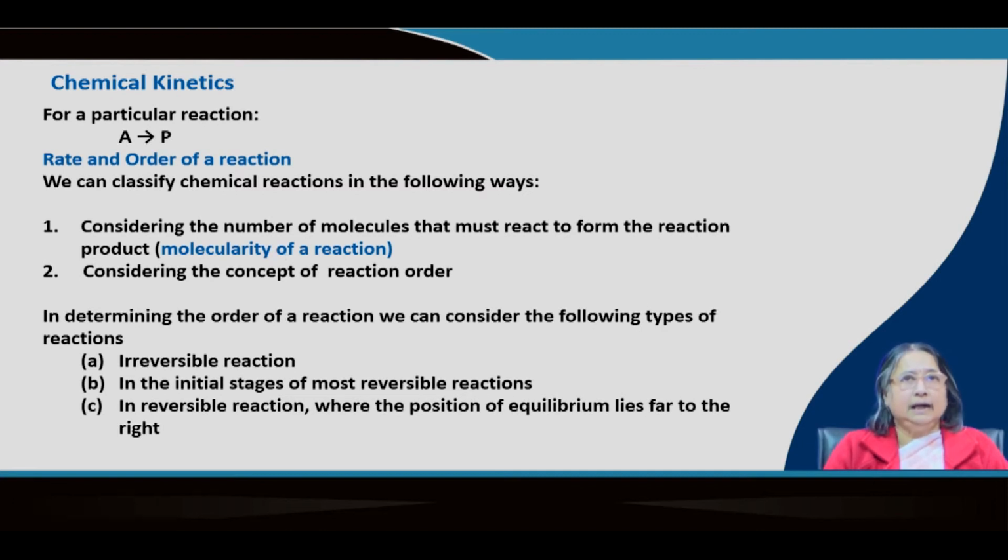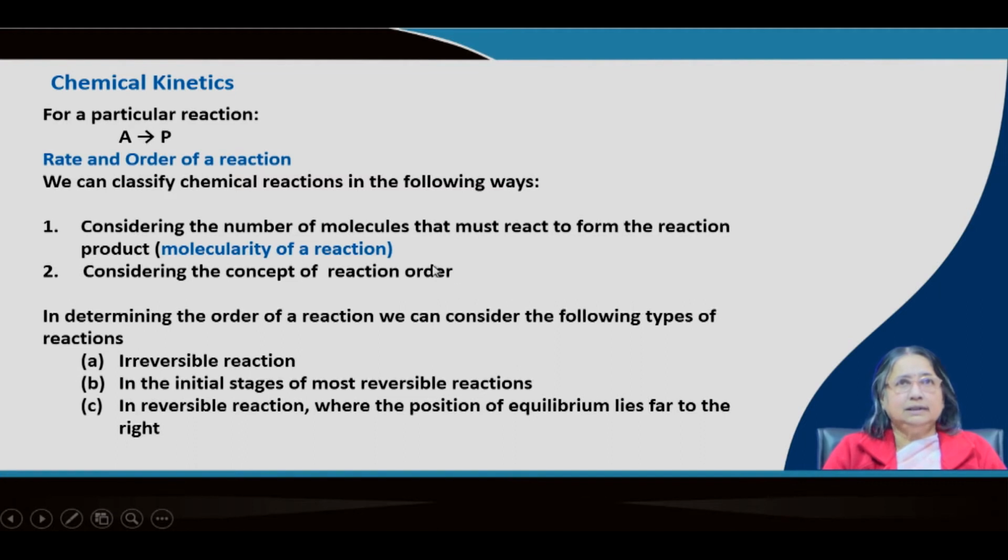And then the second one is in terms of the reaction order. We have to remember that molecularity of a reaction we can tell from the balanced equation, that is, just now I told that the number of molecules that are reacting. So, in terms of molecularity, there may be unimolecular reaction, bimolecular reaction, termolecular reaction, but in terms of reaction order, this order has to be determined by experiment.